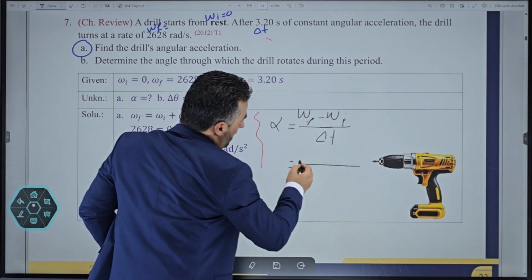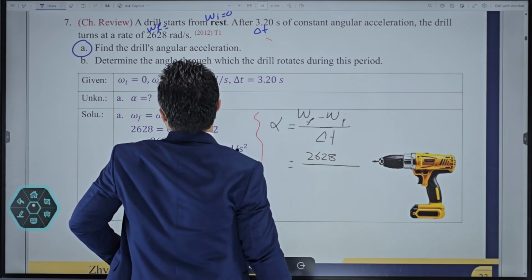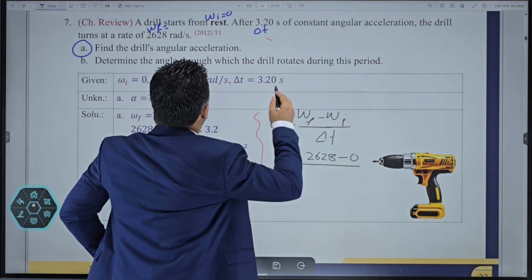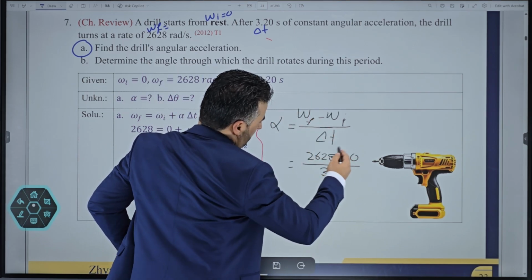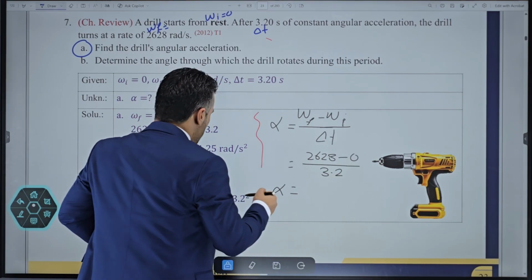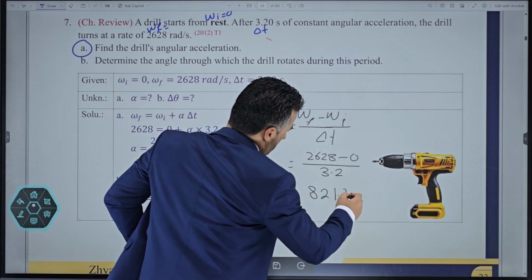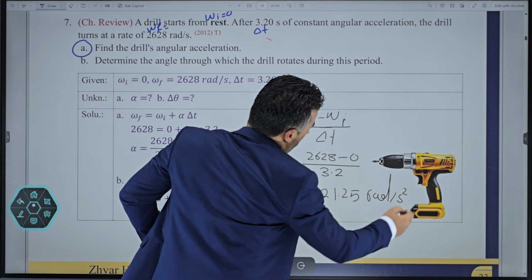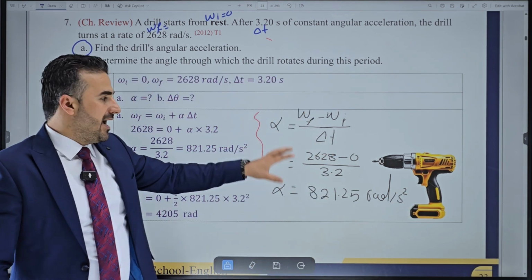So once again, omega final is 2628, minus initial which is 0, and then divided by the time, which is 3.2 seconds. After doing this, the angular acceleration would equal 821.25 radian per second squared. That is the first part of the question, finding the angular acceleration.